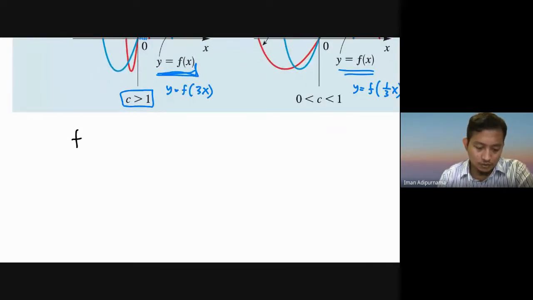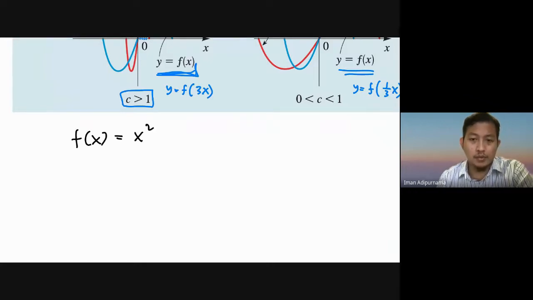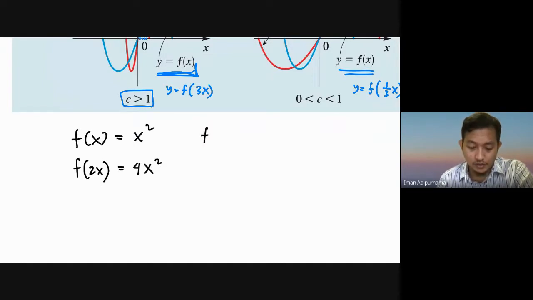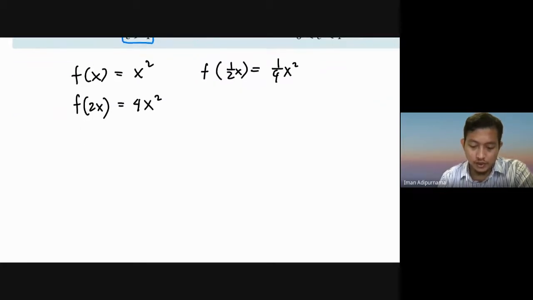So if you want to make it simple, maybe just x squared, that's okay. And if we look at f of 2x, this will be 4x squared, right? Maybe f of half x, it will be 1/4 x squared. Yeah, we can try.